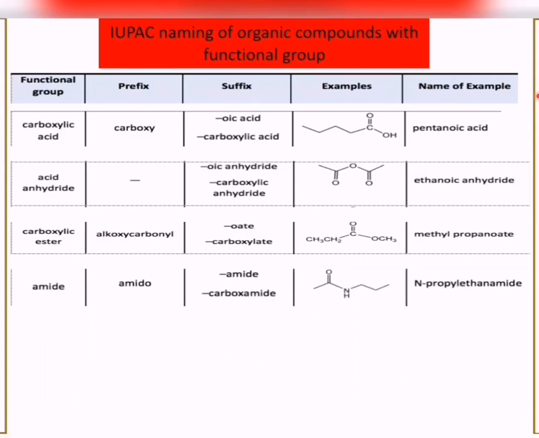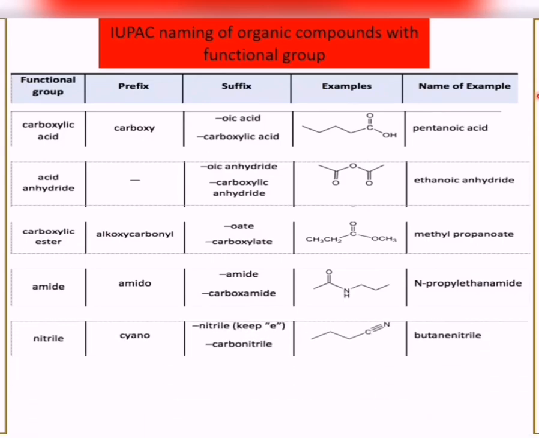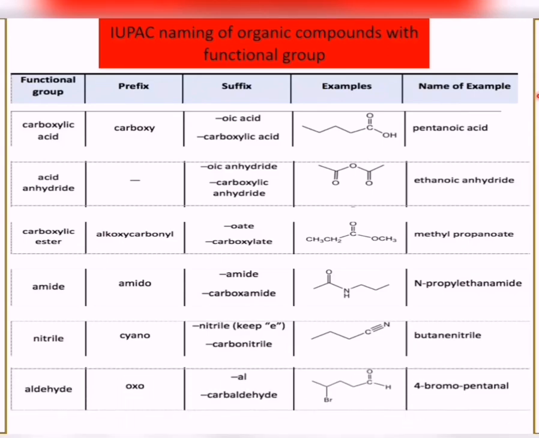The next one is amide, and the suffix is -amide or carboxamide, and the example is N-propyl ethanamide. The next one is nitrile, and the suffix is -nitrile, keeping the e, and the example is butanenitrile. The next one is aldehyde. The suffix is -al, and the example is 4-bromopentanal.